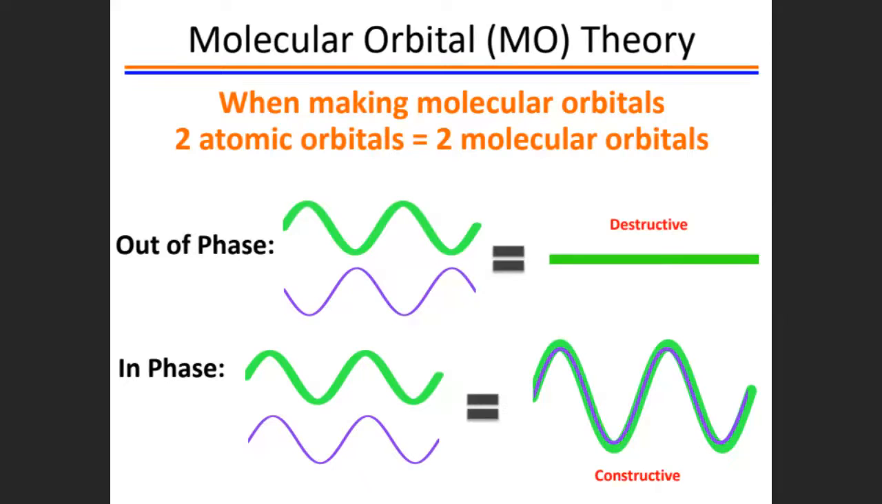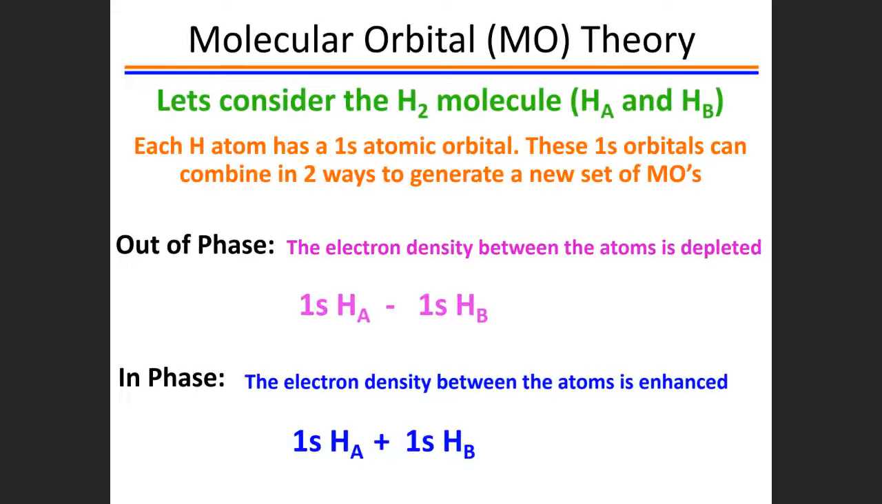And there is one more basic reason that I show here. If we make molecular orbitals, two atomic orbitals equal two molecular orbitals. Now let's discuss this molecular orbital theory with the example of hydrogen.